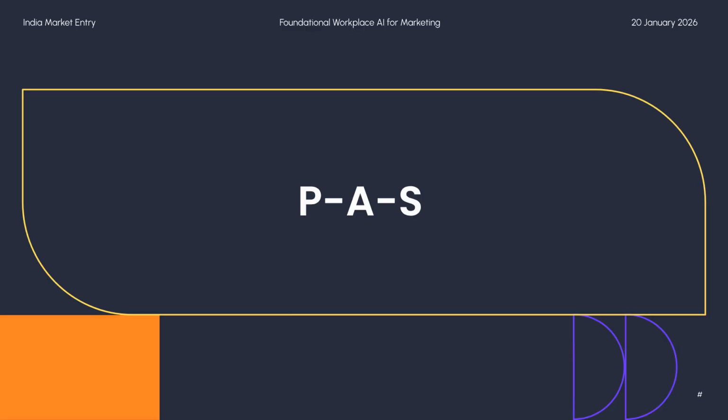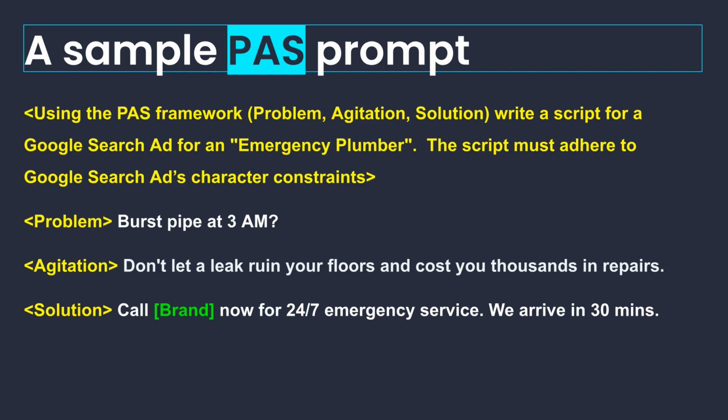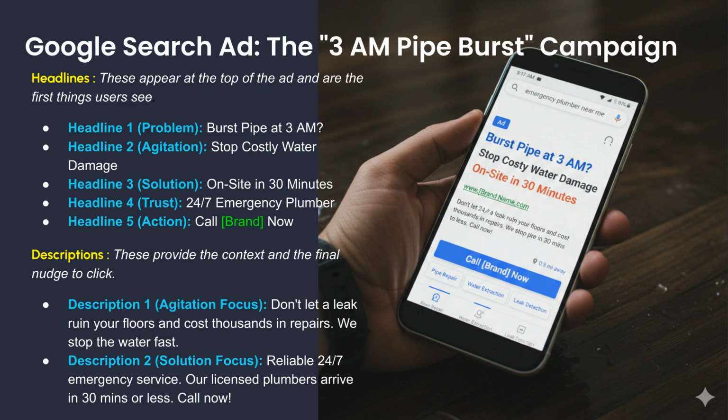Finally, the PAS framework. PAS stands for Problem, Agitation, and Solution. This high-velocity hook stops the scroll immediately by hitting a nerve. It is ideal for short-form video scripts and social media ads, where speed and impact are critical. A sample PAS prompt generates a script for a Google search ad for an emergency plumber. It addresses the problem of a burst pipe, uses agitation to highlight the cost of damage, and offers the solution with 24/7 service. The output of the PAS prompt is a series of headlines and descriptions that adhere to Google's constraints. Headlines focus on the problem, agitation, and solution, while descriptions provide context and the final call to action.